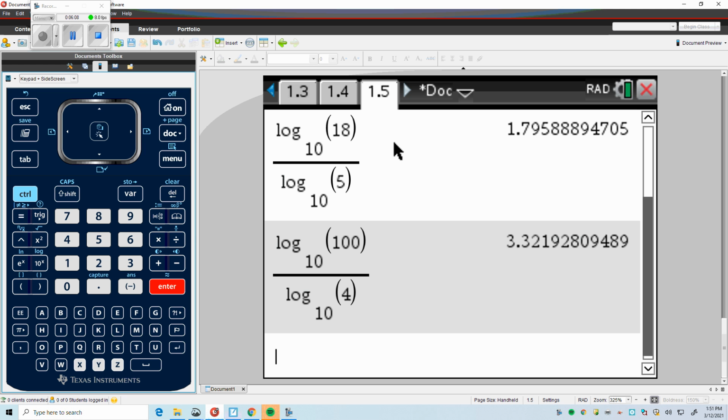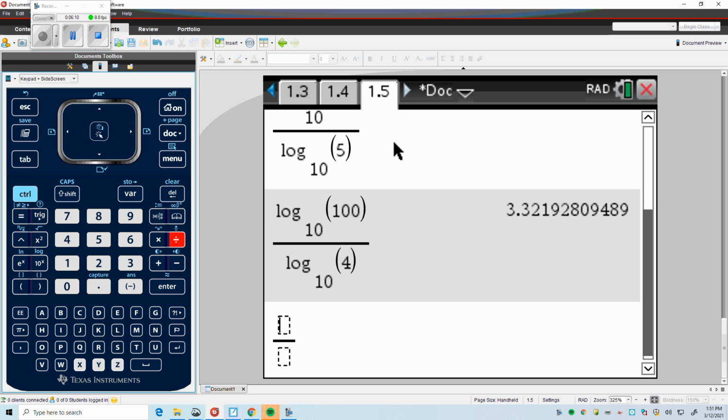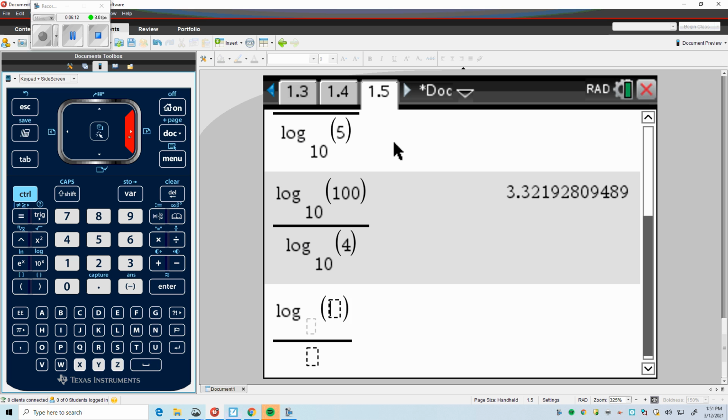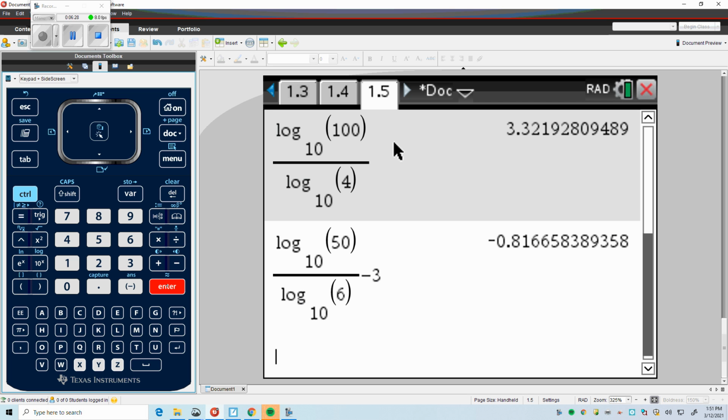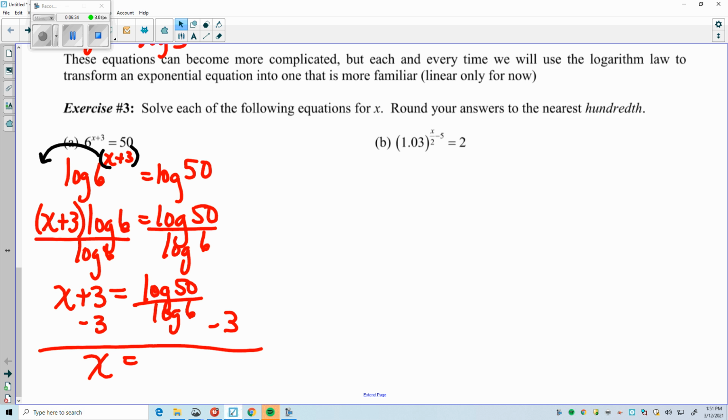So again, we'll get our fraction template. We're going to do log of 50, and arrow down, and do log of 6. And then I'm just going to arrow over to the side and make sure I get right next to that fraction. And I'm going to subtract out the 3, and we're going to get our final answer. Now, if we round to the nearest hundredth, we're going to get negative 0.82 for our final answer. So I can say x is negative 0.82.